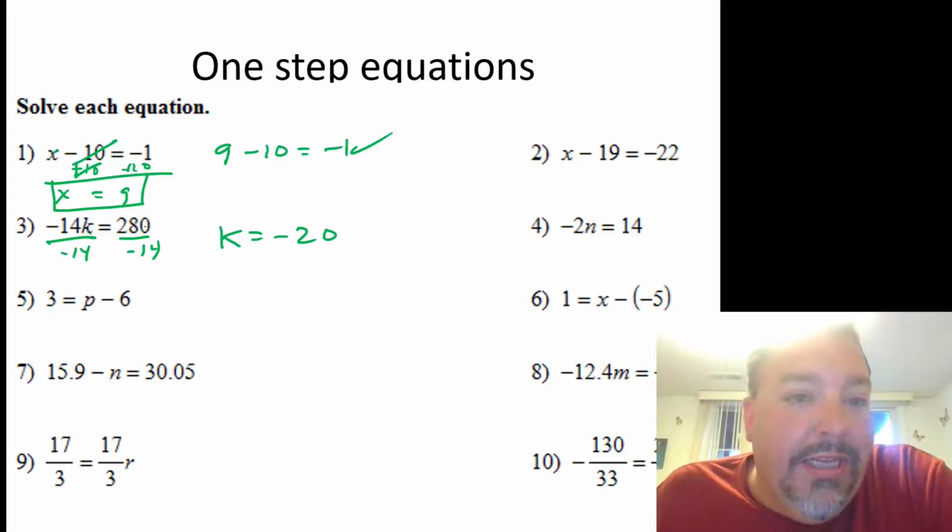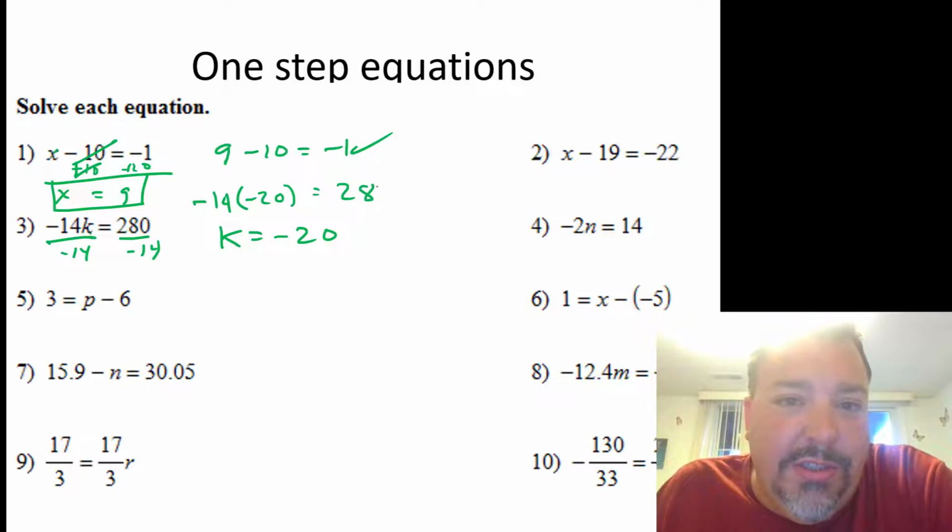So, yep, because we got k equals negative 20. And how can we check it? Let's see. We plug it back in, negative 14 times negative 20. That does come out to a positive 280. So it checks out.